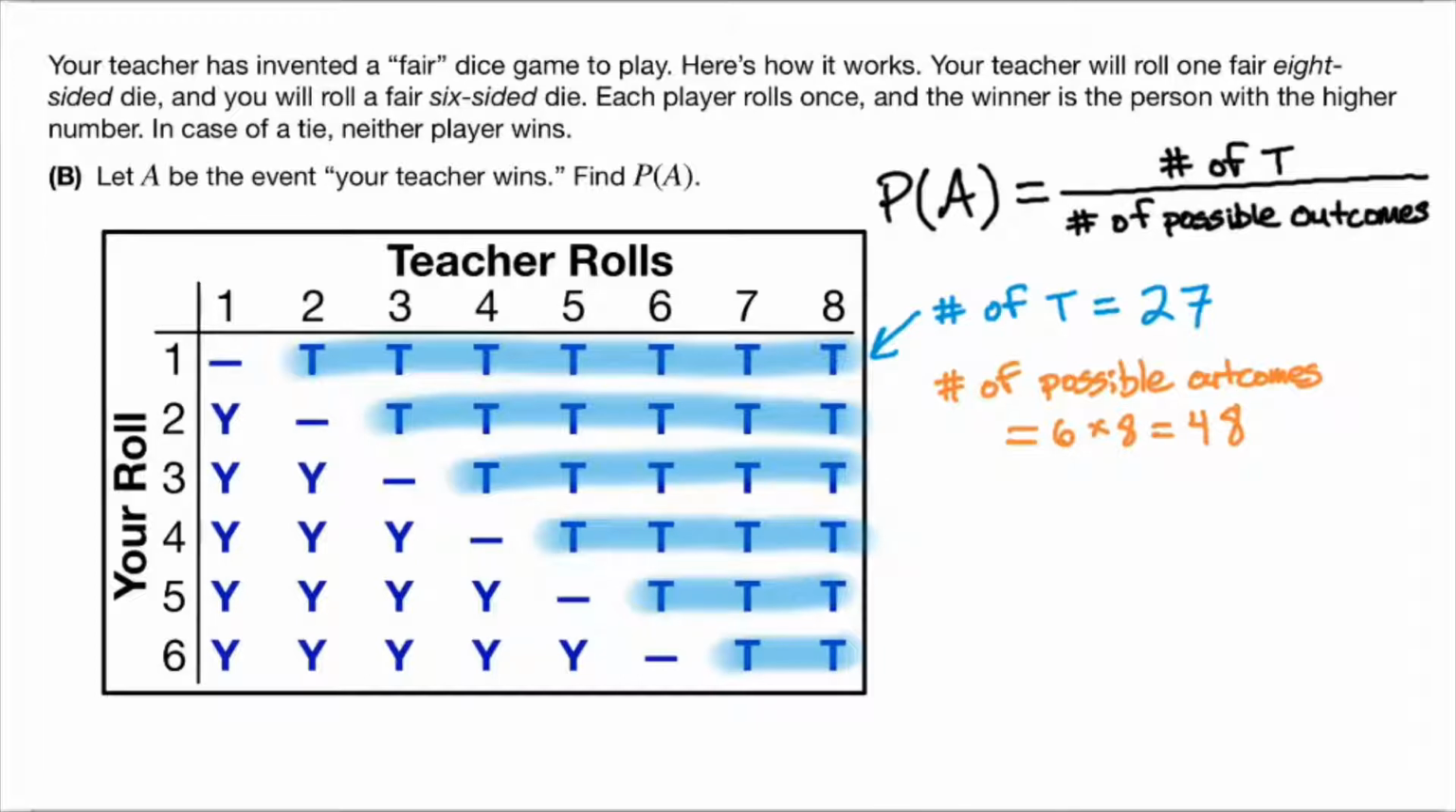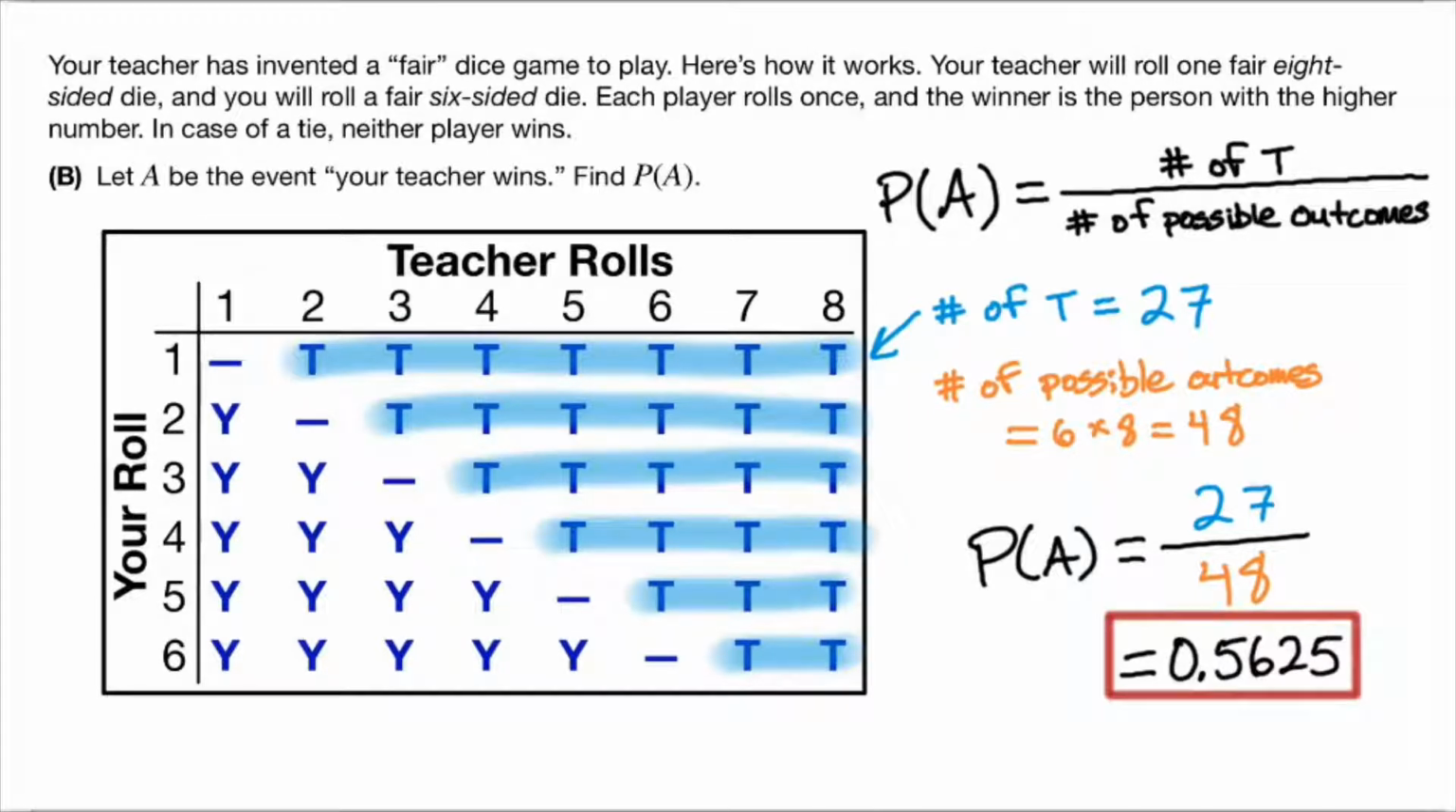So let's plug in our number of T's, which is 27, and divide it by our 48, and then divide it in a calculator and get 0.5625. So the probability of A is 0.5625.